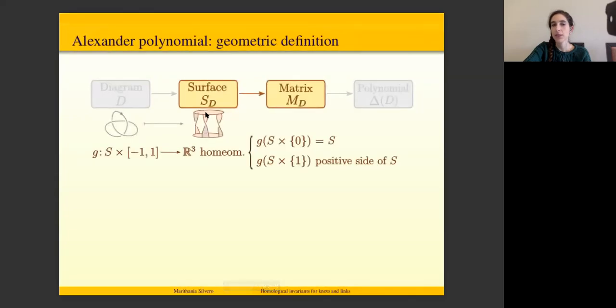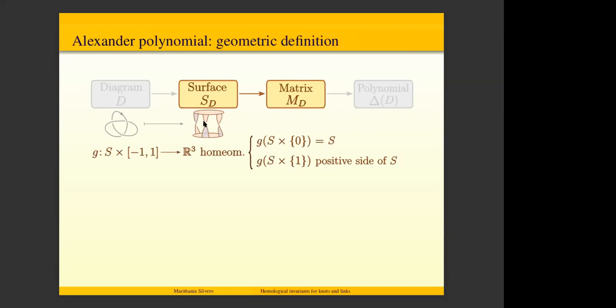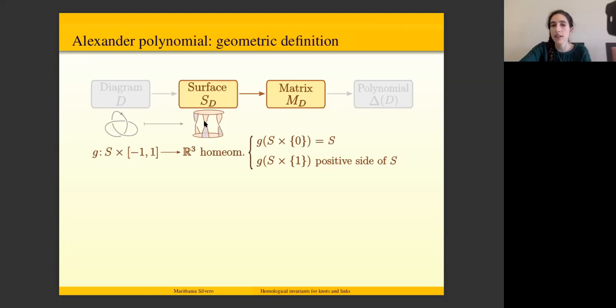And to do this, the first thing is we have our surface and we want to thicken the surface a little bit, in such a way that, we use this homomorphism and S times 0 is the surface. Let's say that the core of this thickening is the surface itself. And we decide that the positive side is going to be S times 1, the image of S times 1. So we have our surface, which is thickened.